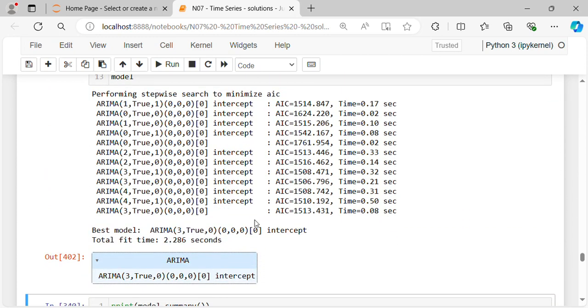So we see that the best model is ARIMA (3, True, 0), (0, 0, 0, 0). Total fit time is 2.286 seconds. We found the best model from the lowest AIC value, and the lowest AIC value is 1506.796.